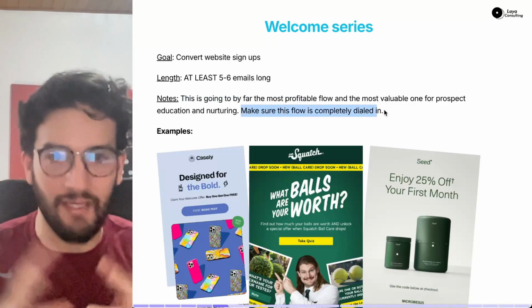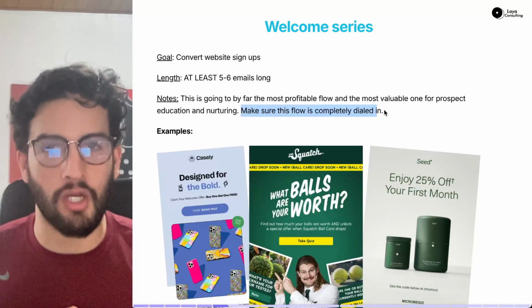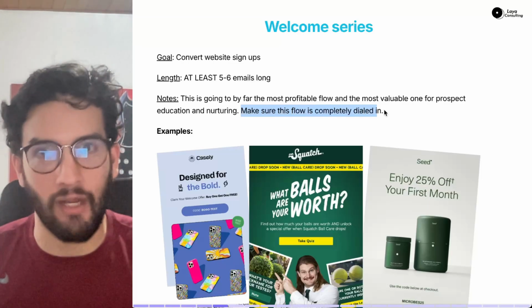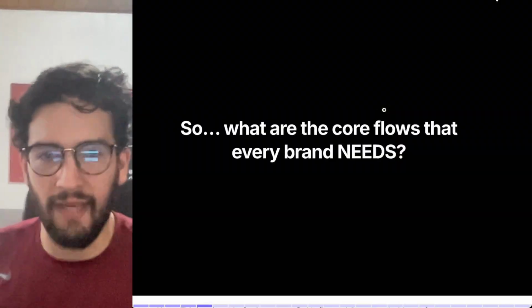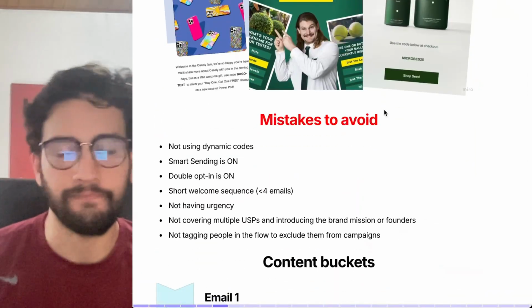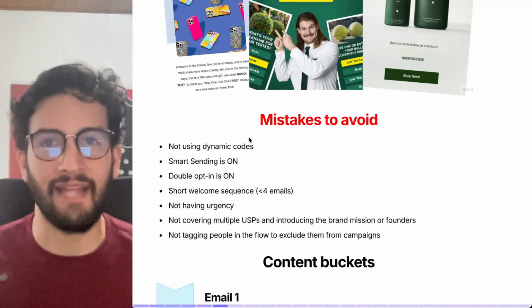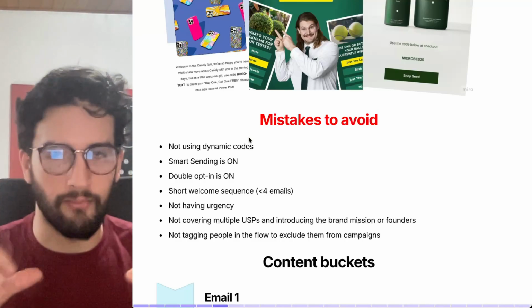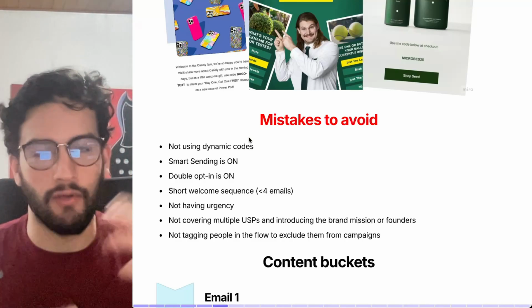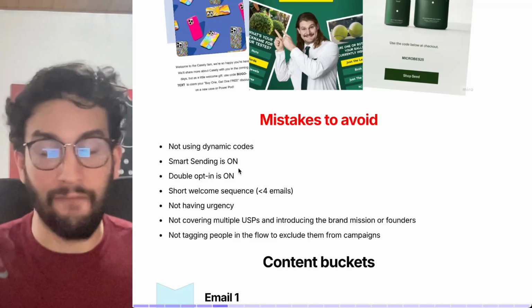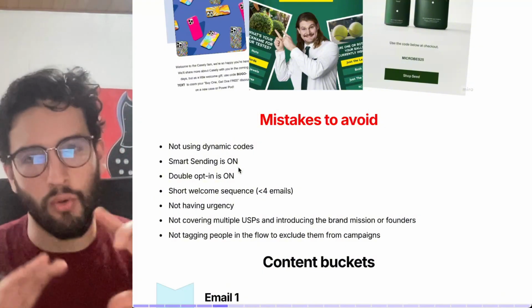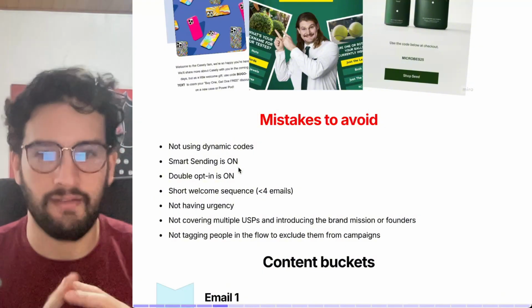I repeat, because most of your flow revenue is going to come from this one and the abandoned checkout, but mainly this one right here, all right? So mistakes to avoid when it comes to this flow right here: not using dynamic codes in your flow emails, having smart sending on, having double opt-in on. This is more on the pop-up on your list sort of things.